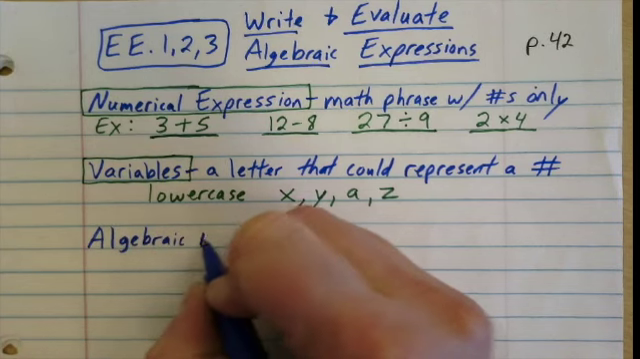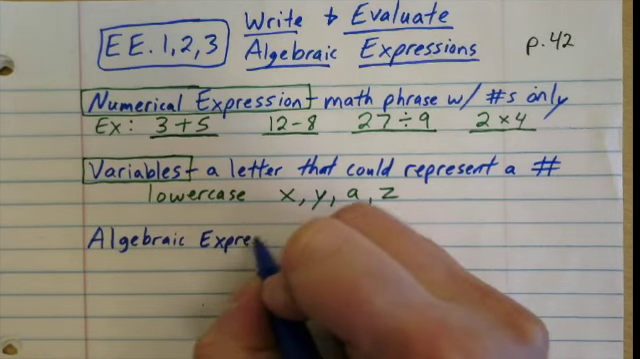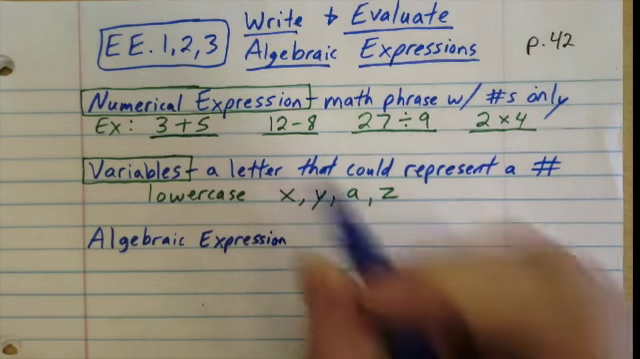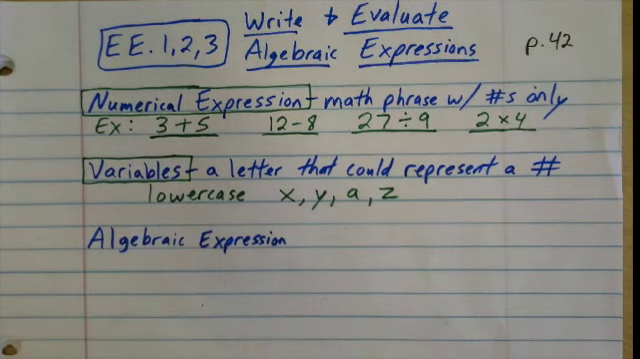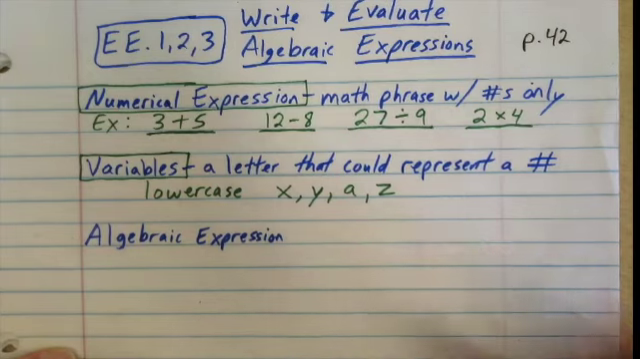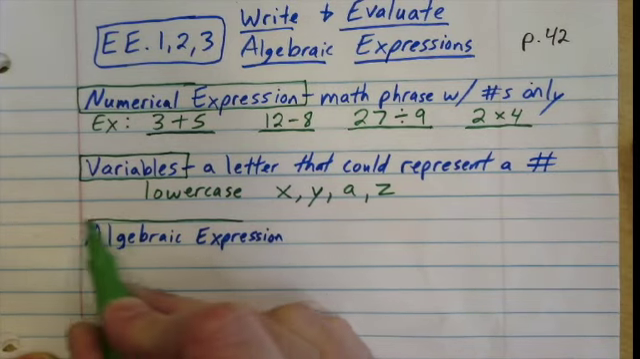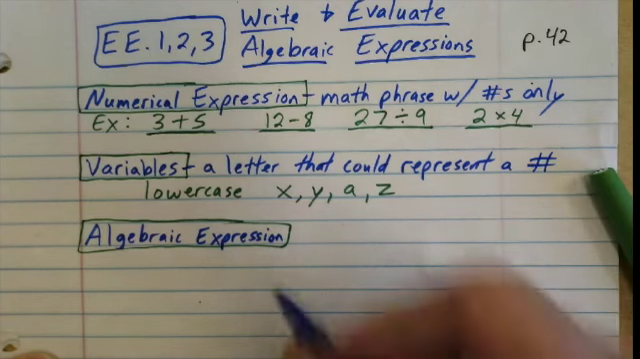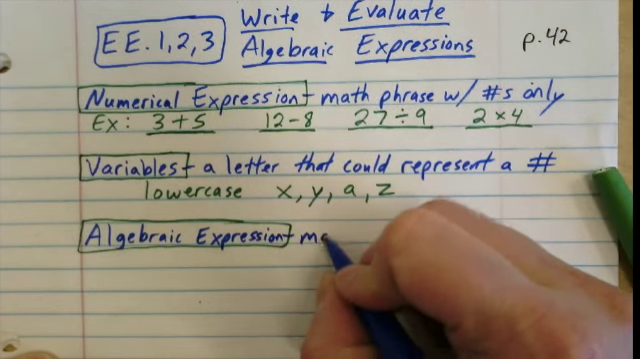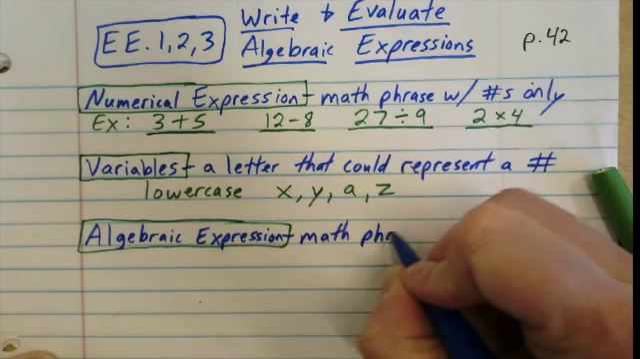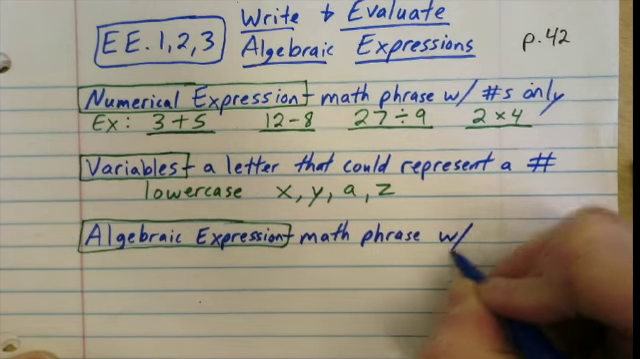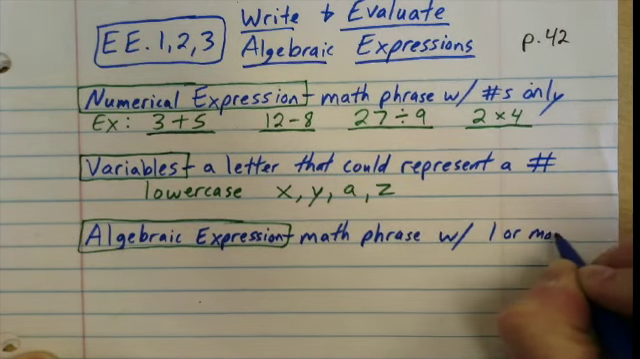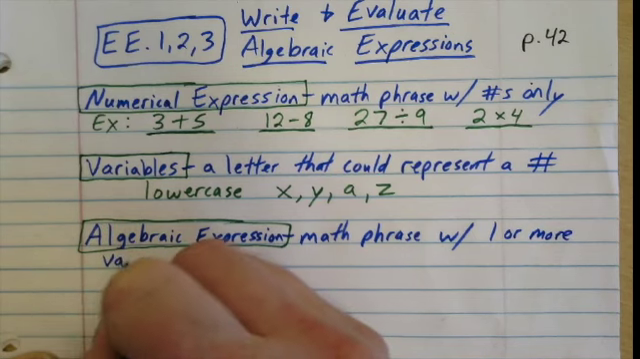Algebraic expressions are very similar to the numeric expressions, but now we're using a variable. So algebraic expression, let me box in the term here, would be a math phrase with one or more variables. So a math phrase with one or more variables.